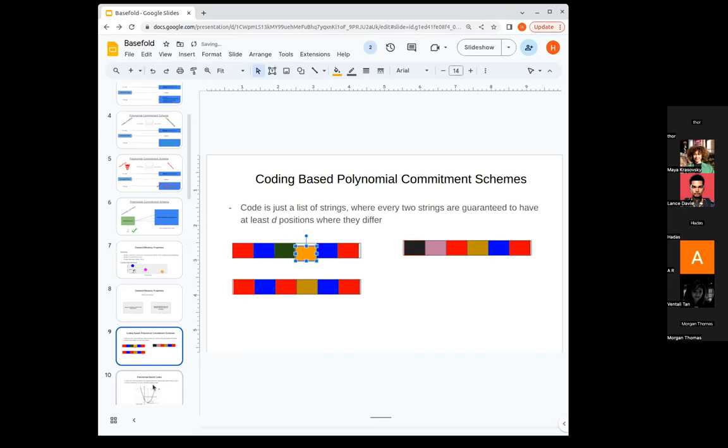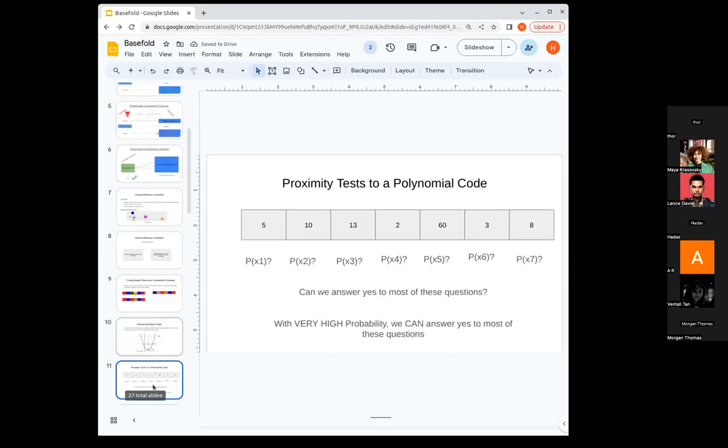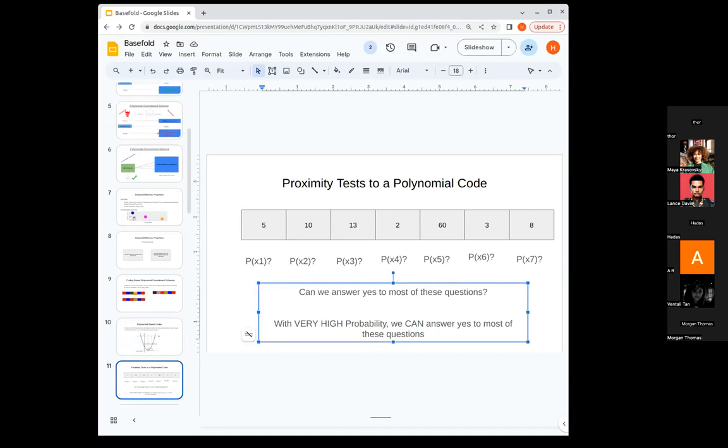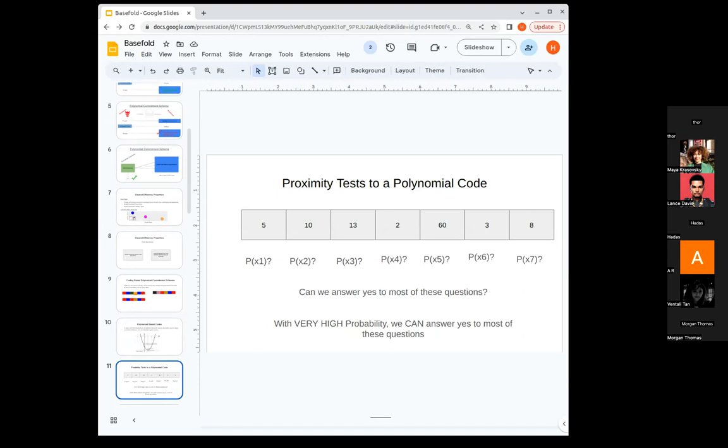And then to answer your question on this slide, the question here is, for each element, is the polynomial P evaluated at x1 equal to 5? Is the polynomial evaluated at x2 equal to 10? But the relaxation that you were mentioning happens when you talk about all of them. So what we want to know is, can we answer yes to most of these questions?